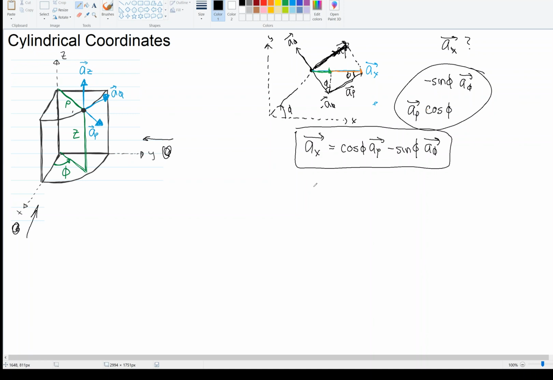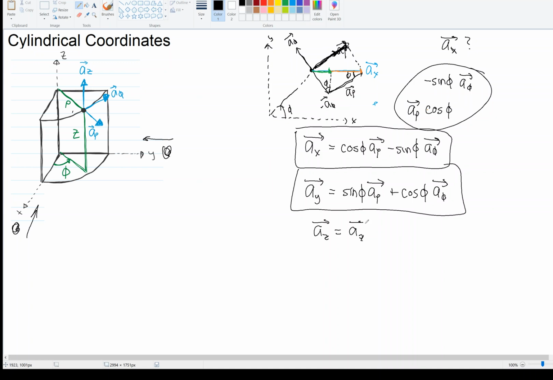You can make a similar argument. For brevity, I'm not going to show you the details here, but AY ends up being sine phi a rho plus cosine phi a phi. Those are the two things we want to be concerned with. And what about that third basis vector? Nothing's going on in the z direction, so that basis vector stays the same.